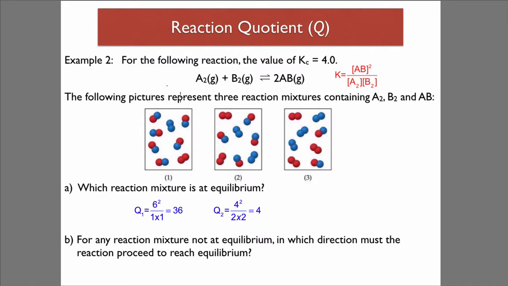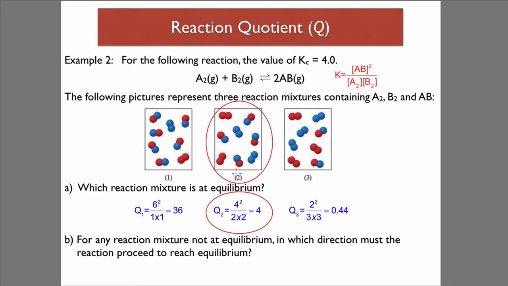For this one we've got 1, 2, 3, 4 ABs, put it in, and we've got 2 A2 and 2 B2. Do the math, we get 4. The final one, so you can see it's 2 ABs and 3 A2 and 3 B2. So we get 0.44. So obviously the central one, 2, is at equilibrium because the value of Q equals the value of K.